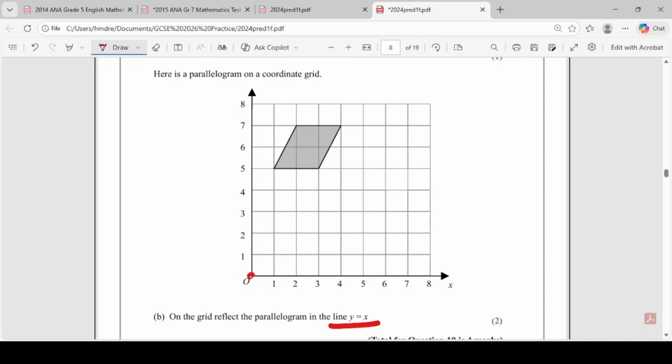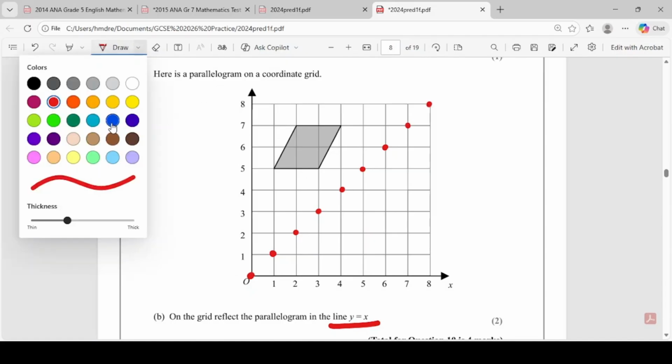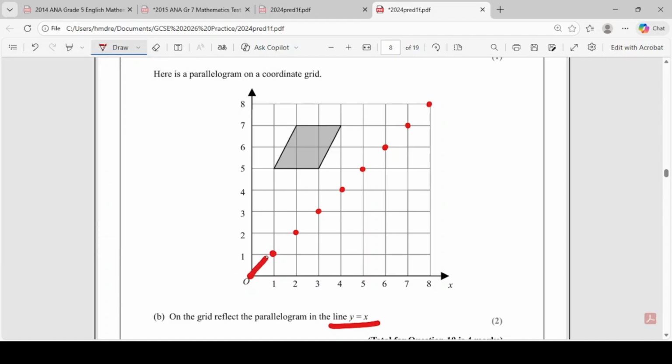So if x is 0, y is 0. If x is 1, y is 1. If x is 2, y is 2, and so on like that. So you have all these points where the x value and the y value are the same, and you just draw a line through them. And now they want you to imagine that this line is a mirror and we're reflecting the parallelogram onto this side. So it's fairly straightforward how we do it.